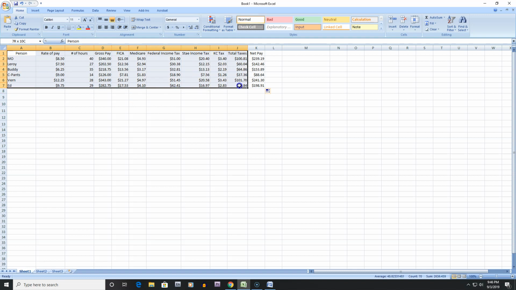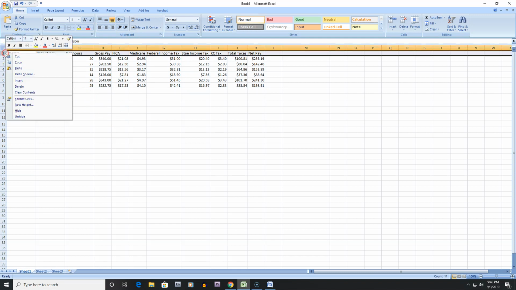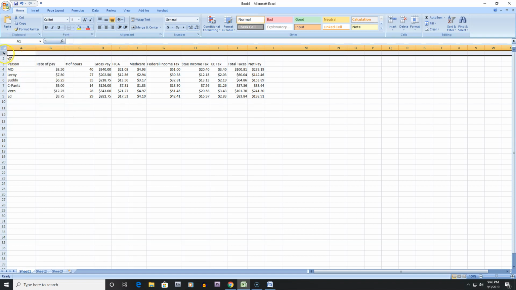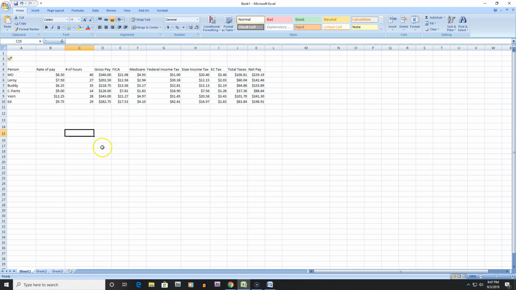So I'm going to do some cleaning up now, and I expect you guys to do this too. So I'm going to center everything, get all that in there, and then what I'm going to do here, I'm going to insert. So if I go to insert, I'm inserting a row up here. I'm going to insert 3 blank rows. So I got 3 rows that I just put up here.